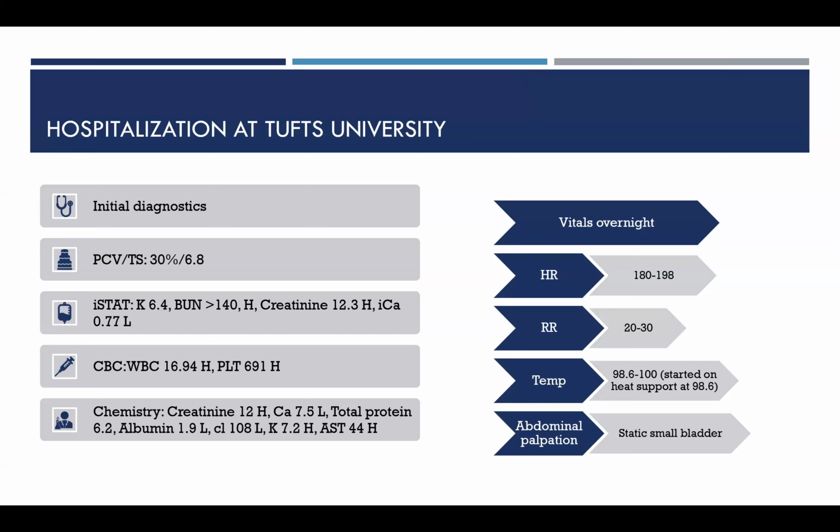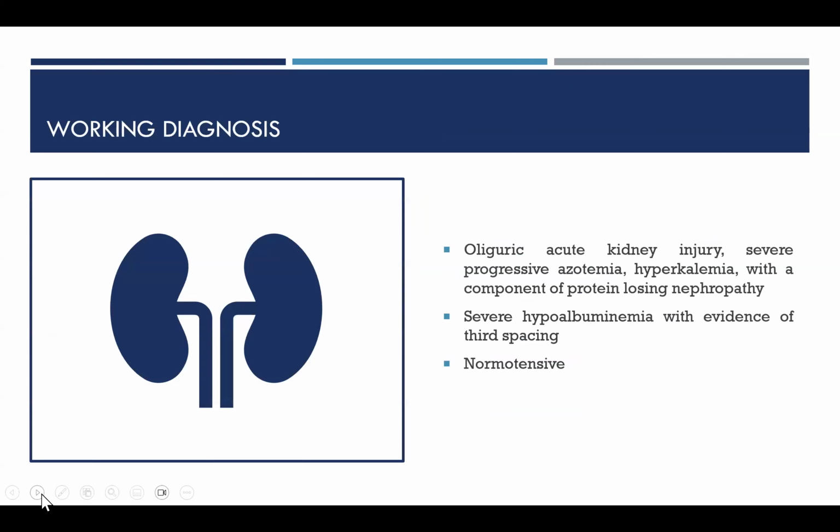All right, so back to where we're starting. So this is her initial presentation. She was transferred to medicine the following day with an oliguric AKI as the initial assessment, with severe progressive azotemia, hyperkalemia, and a component of a protein-losing nephropathy. There was marked hypoalbuminemia with some evidence of third spacing, and at the time, she was normotensive.